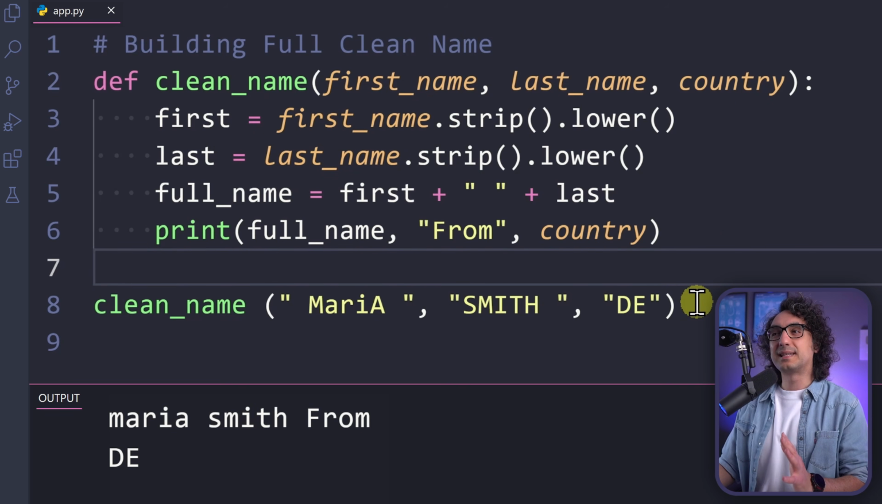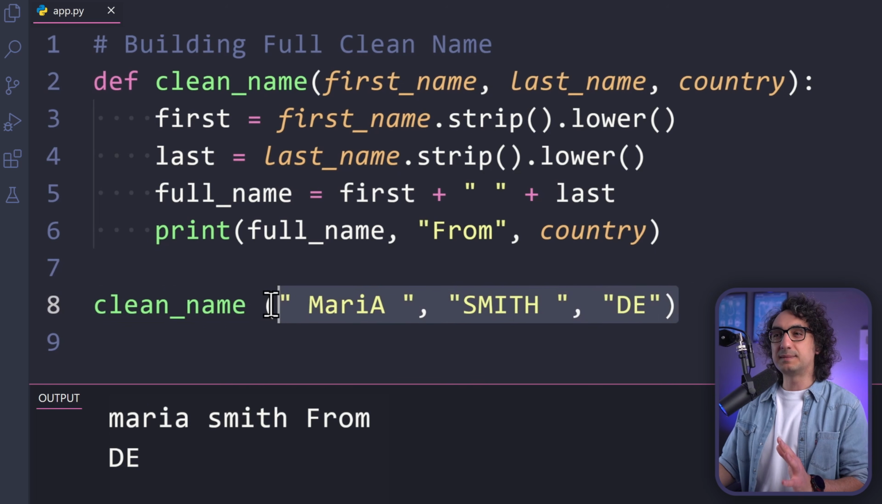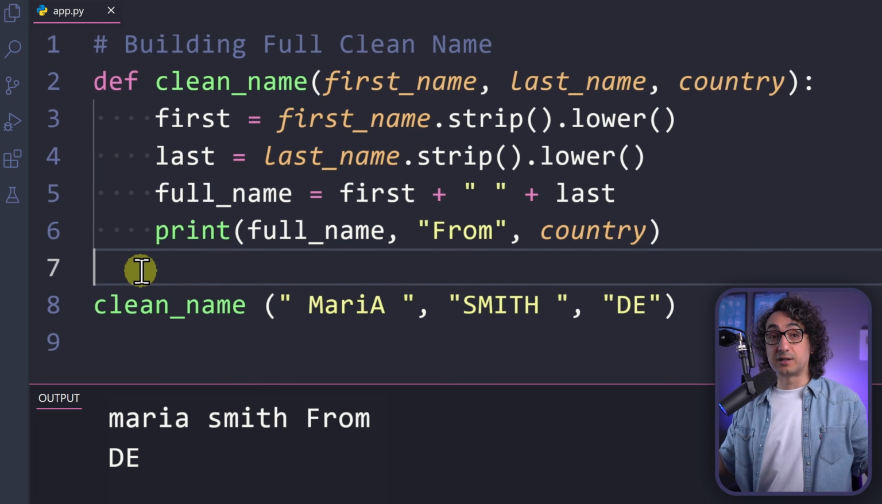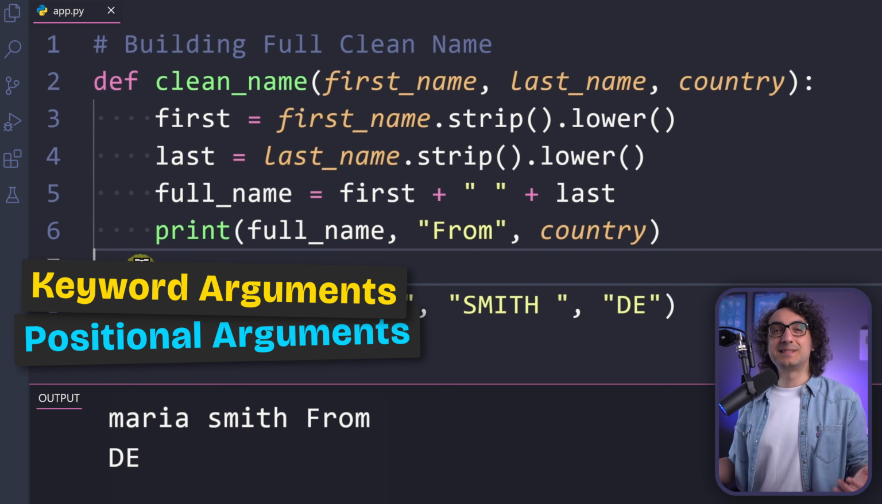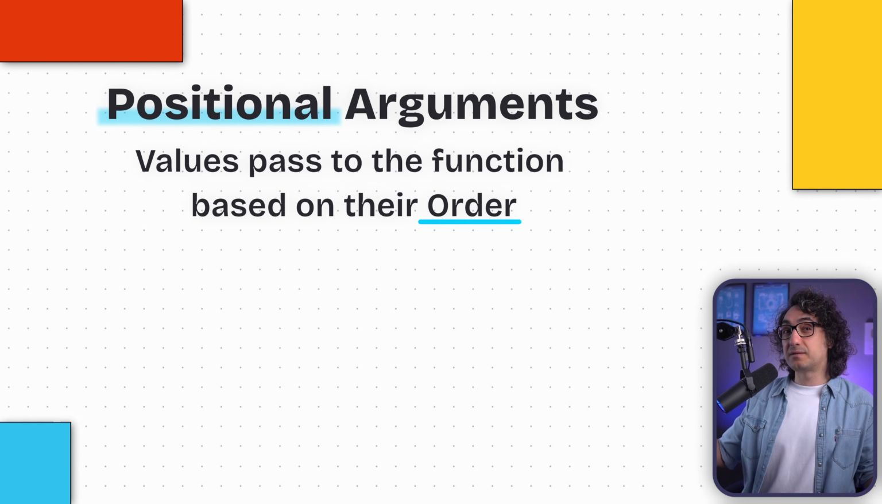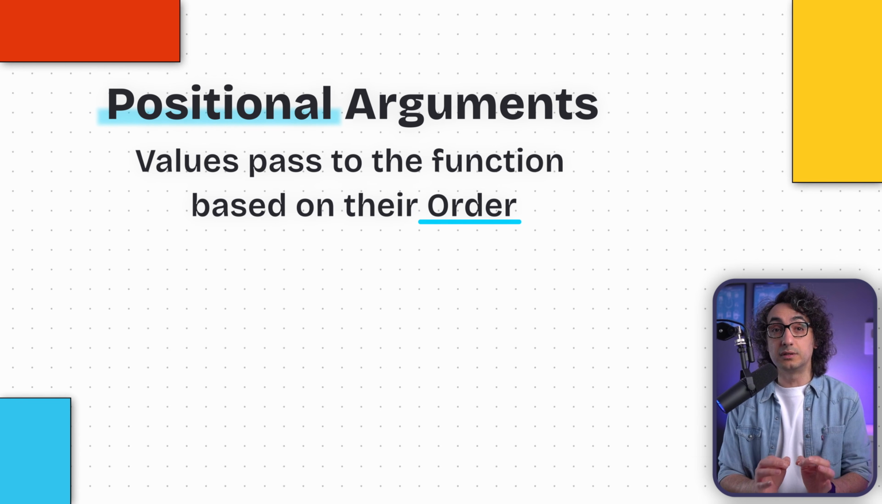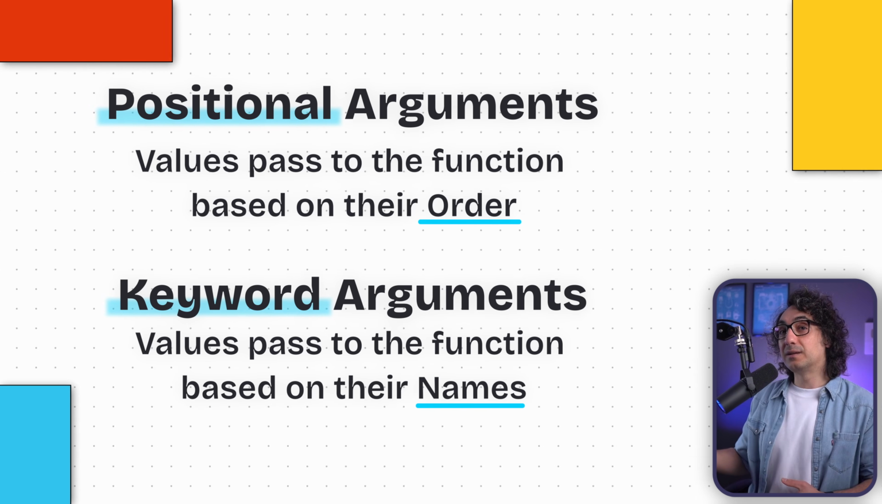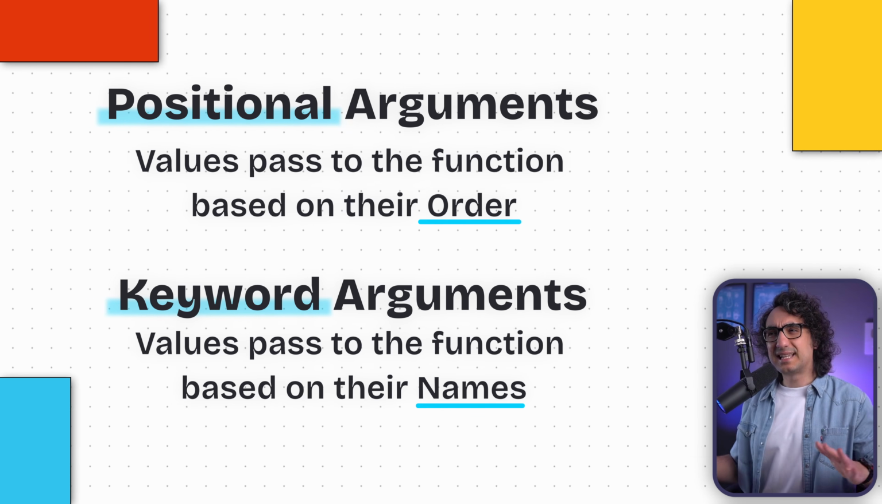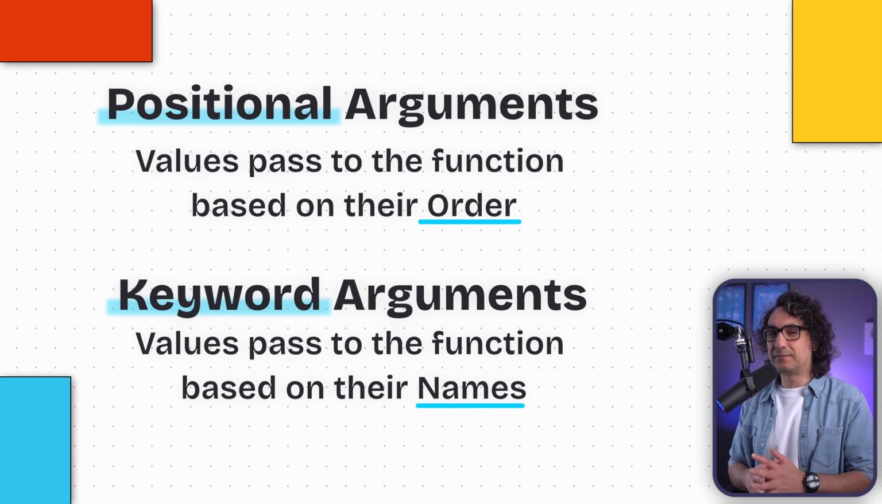All right, so now the next step, I'm going to start talking about the arguments because in Python, we have two different ways on how to send the values to the function. Those ways have some fancy names, like we have the positional arguments and the keyword arguments. So the positional arguments are values passed to the function based on their order, and the keyword arguments are values that are passed to the function by the name of the parameter. They might sound very similar, but actually they have a different behavior.